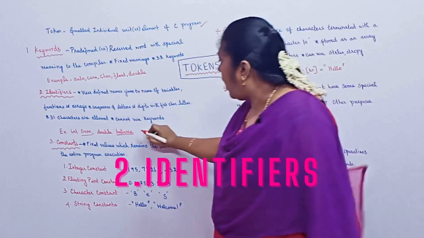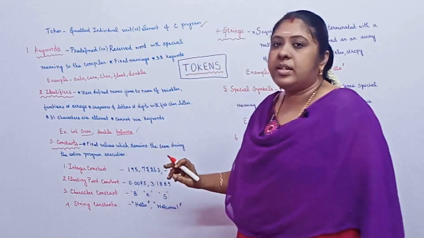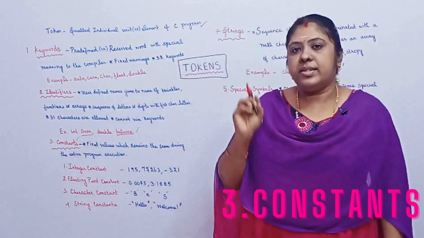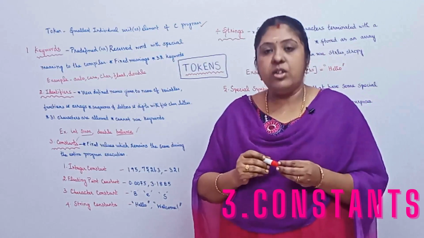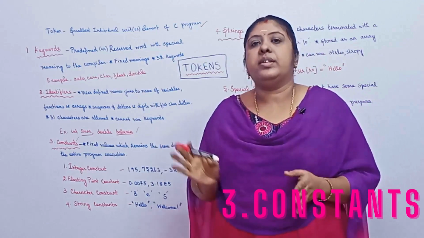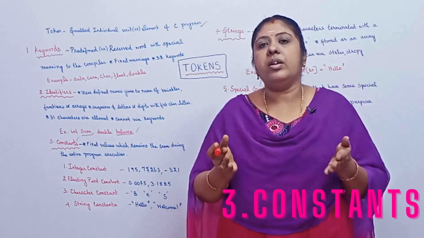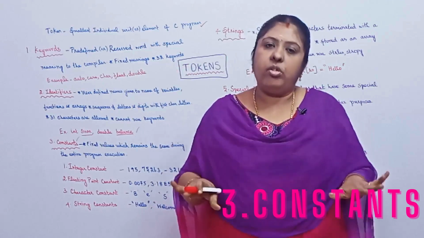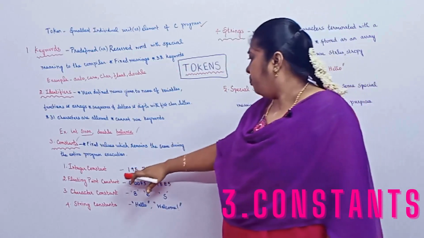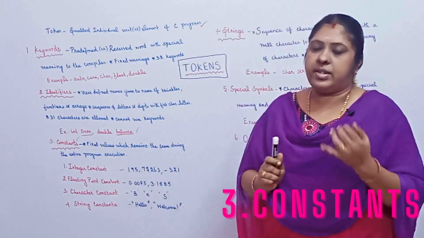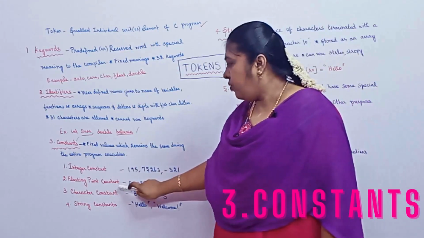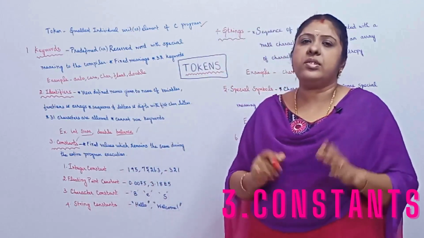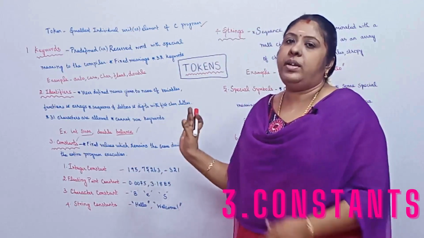That is the identifiers. And then next come the constants. As the name suggests, a constant has a fixed value, that is, the value remains the same throughout the execution of the C program. Whenever a particular constant is defined, it remains the same and the value will not change during execution. Here we have 4 types of constants: integer constant, floating point constant, character constant, and string constant. Just with a small example, simply explained.